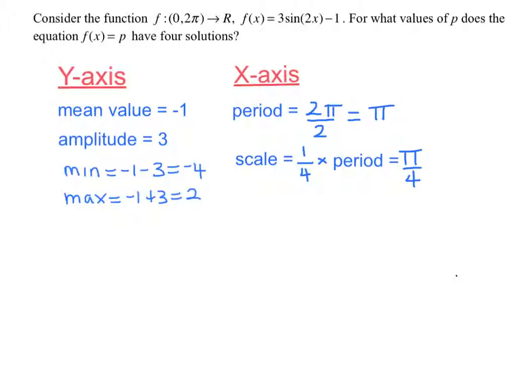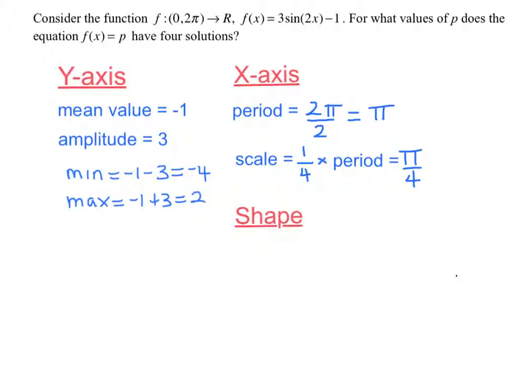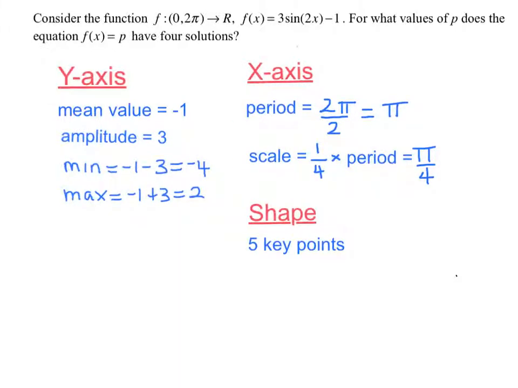The next thing to consider is the shape of this particular graph. We have to identify key points. We've got a sine curve, so the sine curve has 5 key points. The starting value is at the mean, the end is at the mean, halfway is at the mean value, 1/4 of the way is at the maximum, 3/4 of the way at the minimum, and that's how we join up the 5 key points. So now we're ready to actually sketch the graph.